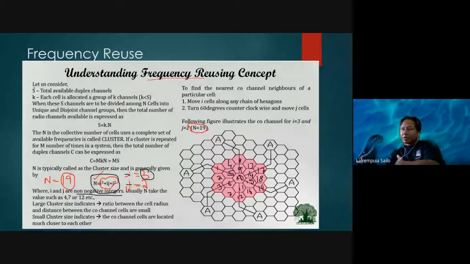along any chain of hexagons. Okay, move i cells and turn 30 degrees counterclockwise and move j cells. What is the j value?